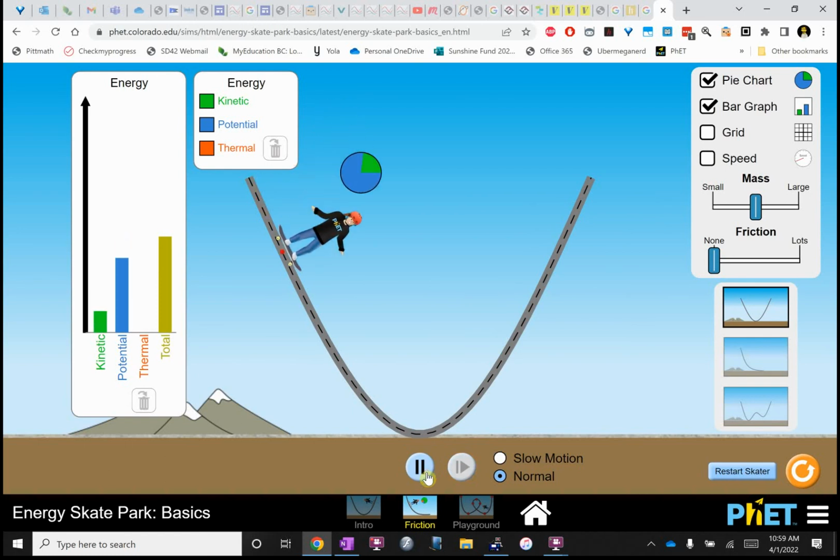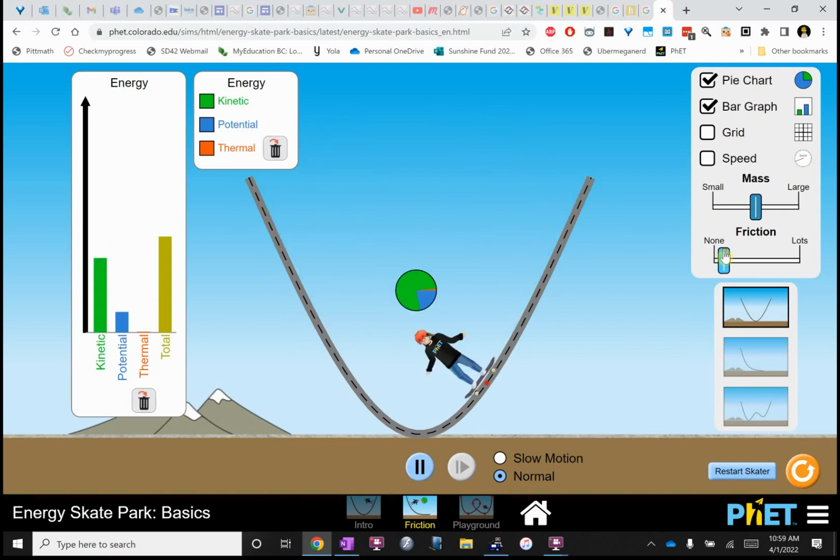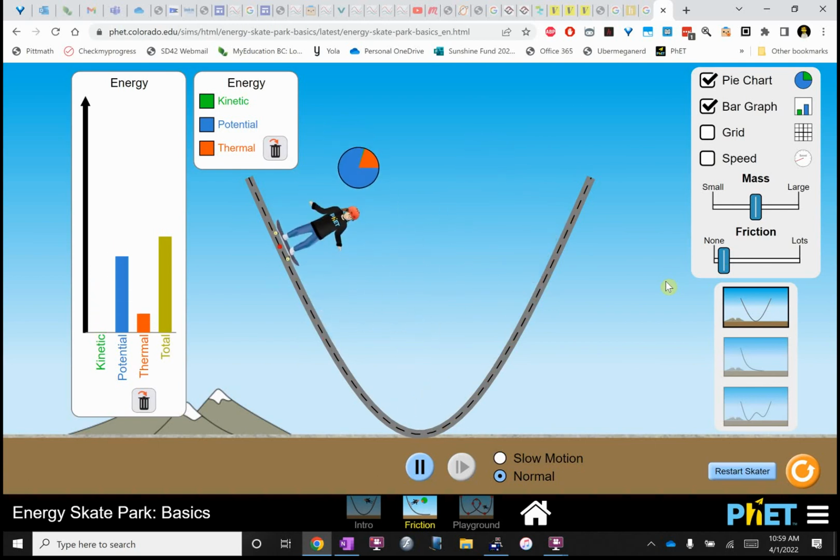Now, this is a simulation. In real life, you have some friction. I'm going to turn a tiny bit of friction on, and you're going to notice another bar slowly start to creep up. It's labeled thermal. It's heat. Is the total energy on the yellow bar changing? What is changing? We're losing more and more energy to heat, and we can't get that back very well.